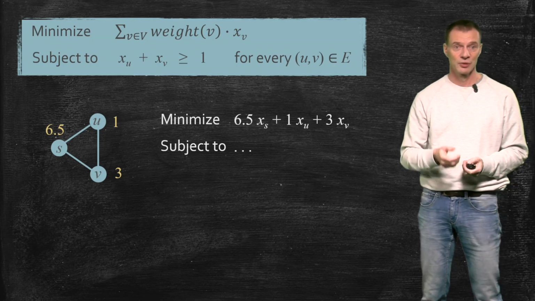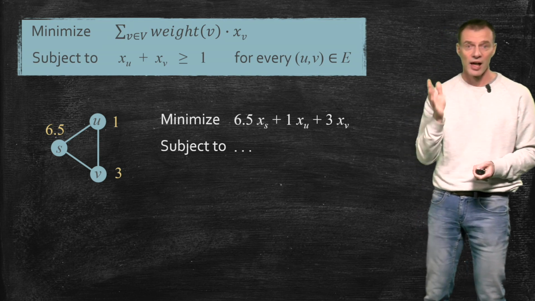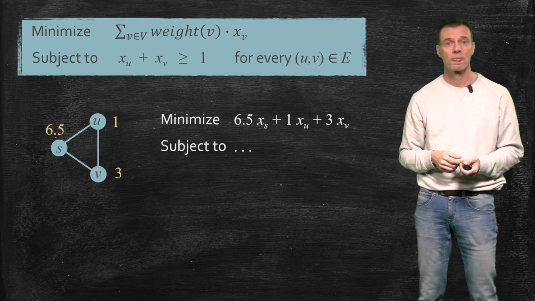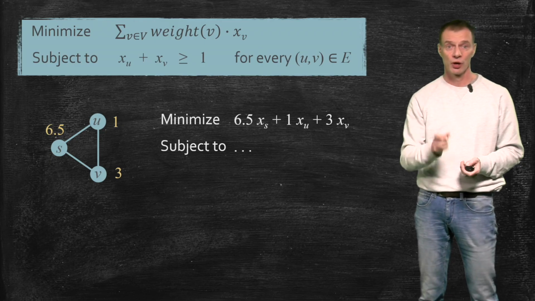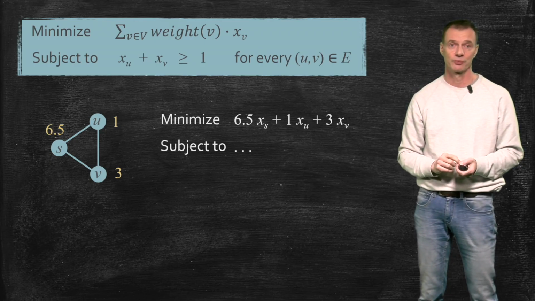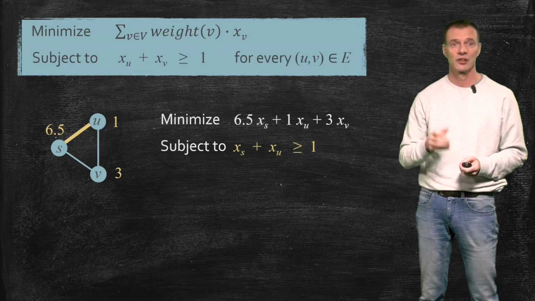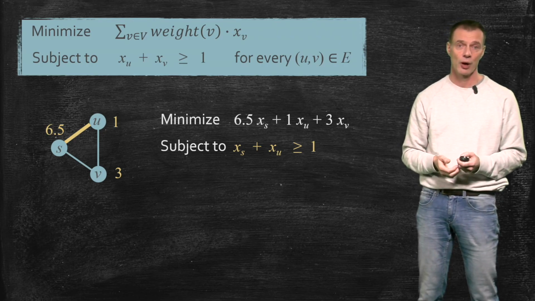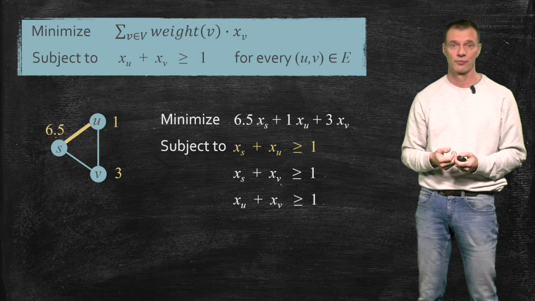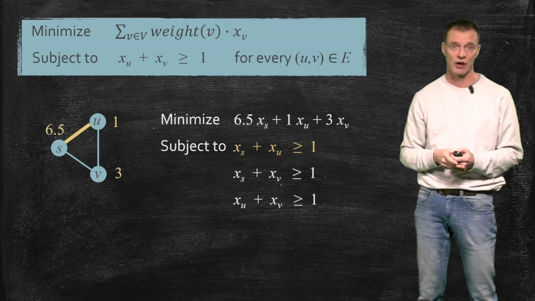Okay, so here you see, well, I have a linear function of my variables xu plus xv plus xw. And the weights of the vertices, they now correspond to, well, these constants in front of my variables. The constraints are, well, for every edge, for instance this edge uv, I'm going to add a constraint that xu plus xv is at least 1. Okay, here I have 3 edges, so I would have 3 constraints of this type. So this is the linear program corresponding to this particular graph.